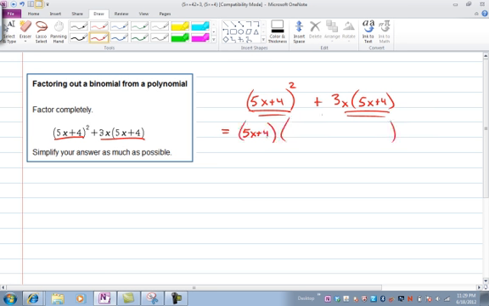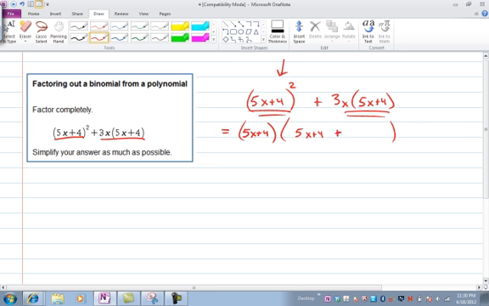That then leaves what remaining from the first term? Well, if you divide away a 5x plus 4 from this first term, you get 5x plus 4 still remaining.